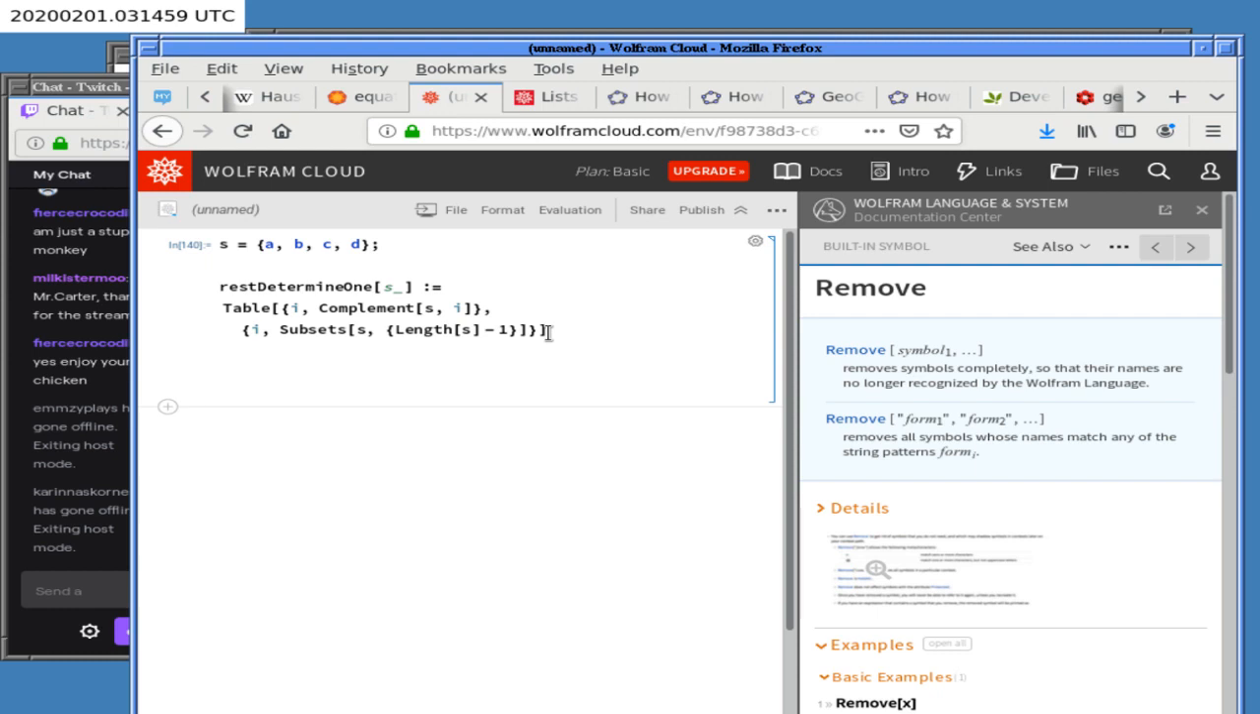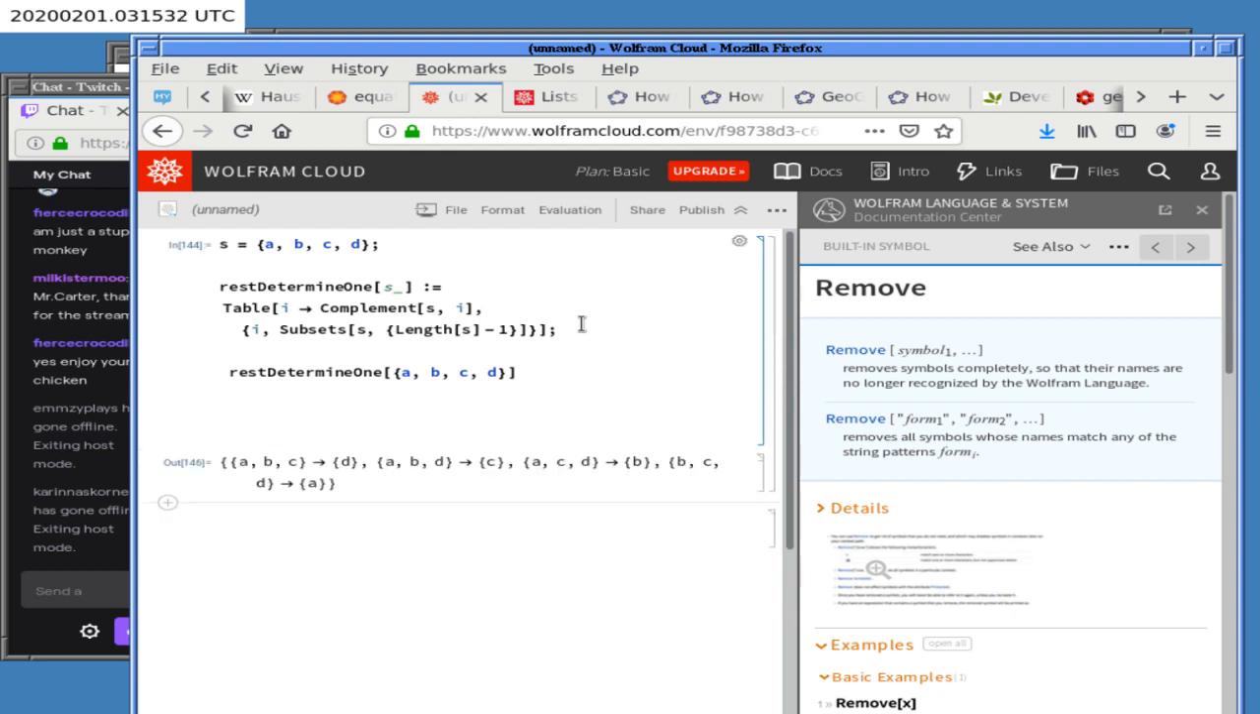Now, clearly, that hasn't actually done anything yet. And I probably meant to put a this thing here, and I probably don't even need those braces anymore. Okay? I don't know why I did that, because it's only defining a function. It's not going to actually interpret anything. Rest determine 1 of A, B, C, D. So we should see all possible combinations of three of them determining the other. Beautiful, beautiful, beautiful, beautiful. This is exactly what we want. You give me any three of those, I will give you the fourth. We can obviously try it with 5 elements, but I'm pretty confident that this is going to go well.